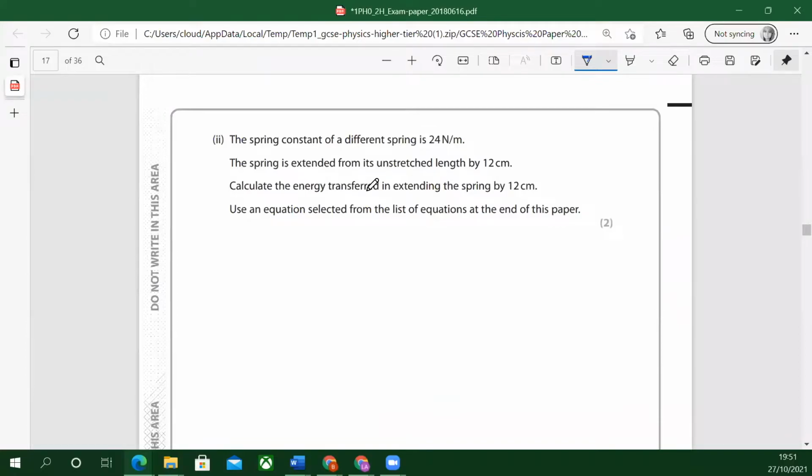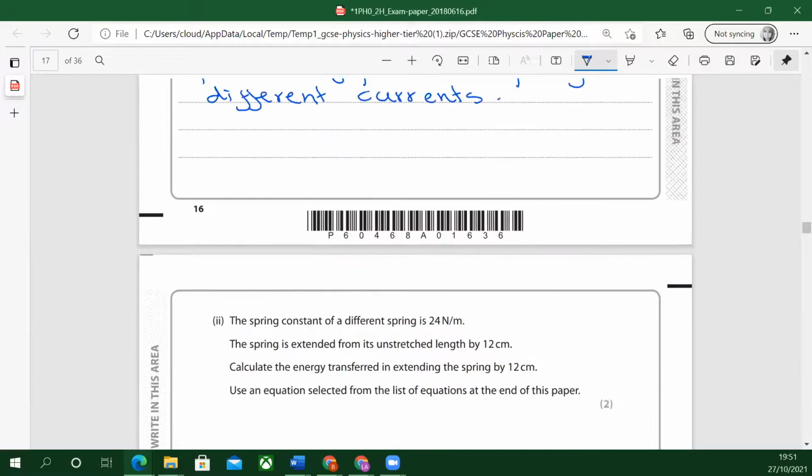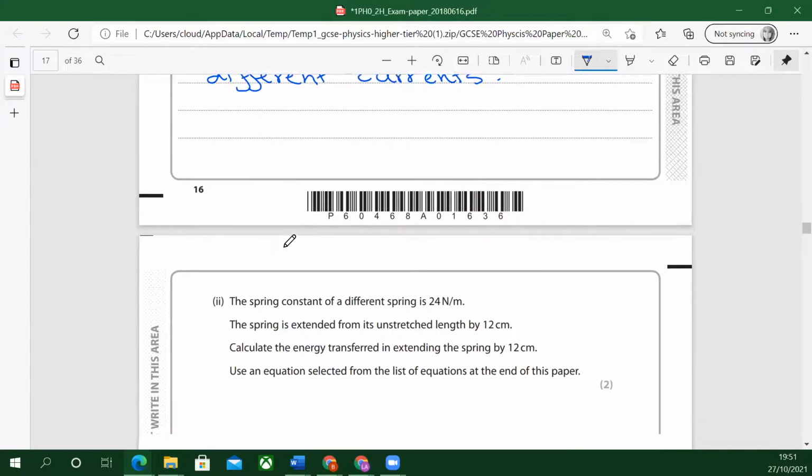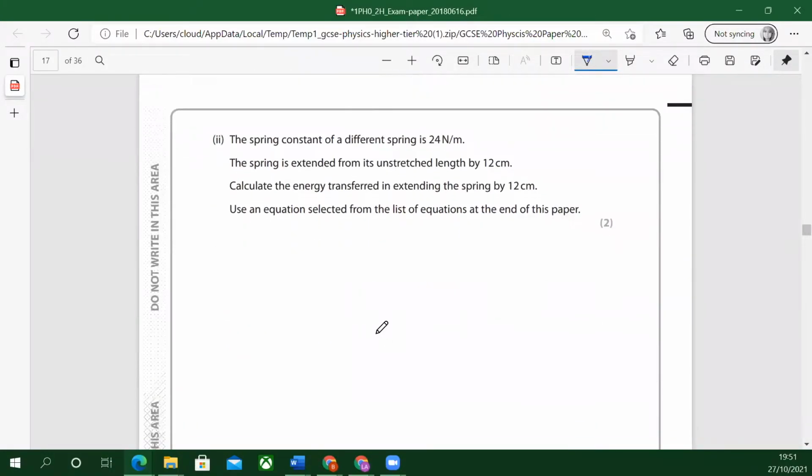The spring constant of a different spring is 24 newtons per meter. The spring is extended from its unstretched length by 12 centimeters. We've got to read quite carefully. Calculate the energy transferred in extending the spring by 12 centimeters, using an equation selected from the list of equations at the end of this paper. So let's go there then.